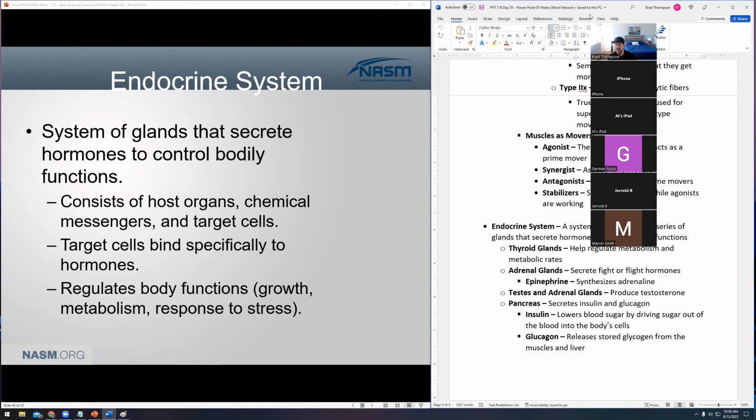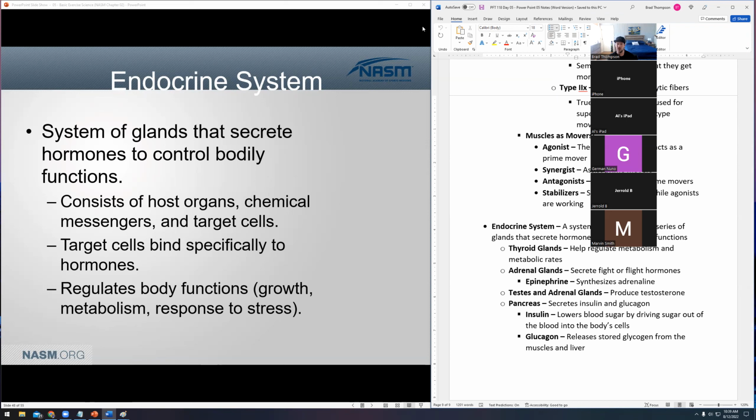So that is muscles in a nutshell. Any questions on that, guys? Questions, comments, concerns about our terminology or anything like that? Doesn't seem like it.